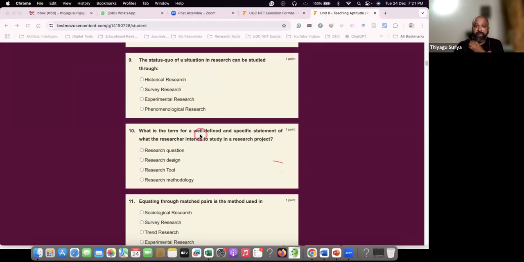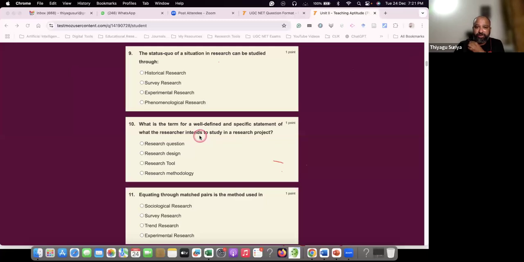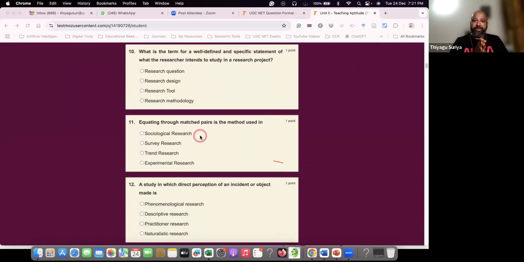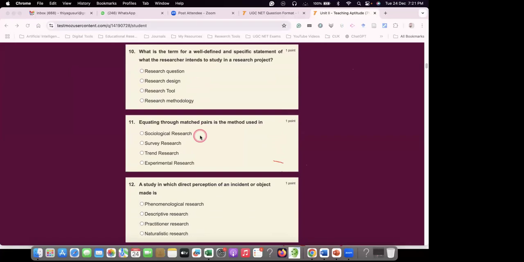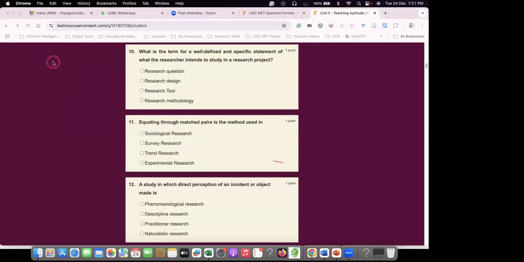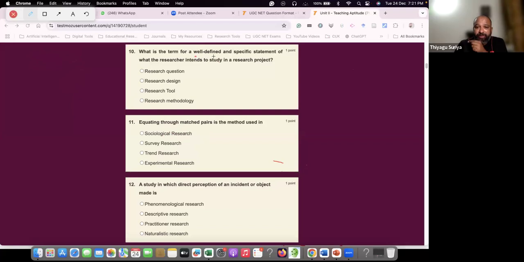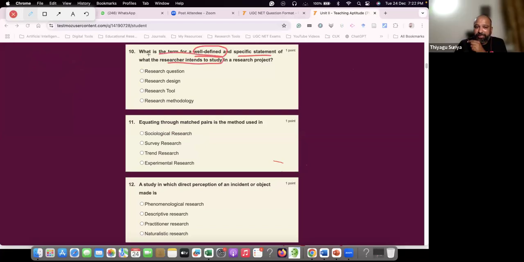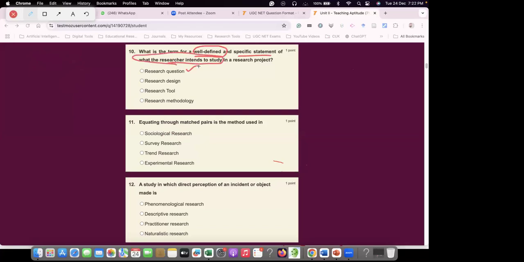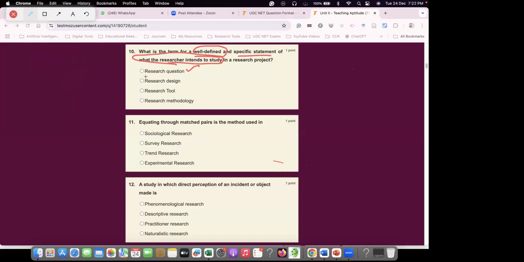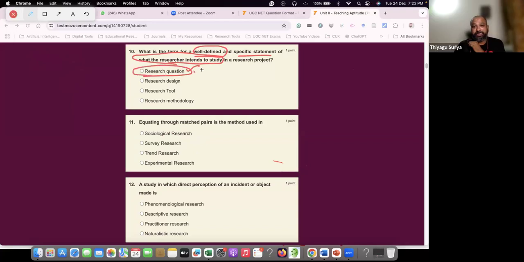What is the next question? What is the term for a well-defined and specific statement of what the researcher intends to study in the research project? It's like a general question. Research question. It is a well-defined and specific statement. The researcher's intent to study is nothing but the objectives as well as the research questions. Methodology is different. The researcher's intent to study is nothing but the main objectives, and here the main objectives mean the research questions. The answer is research question.